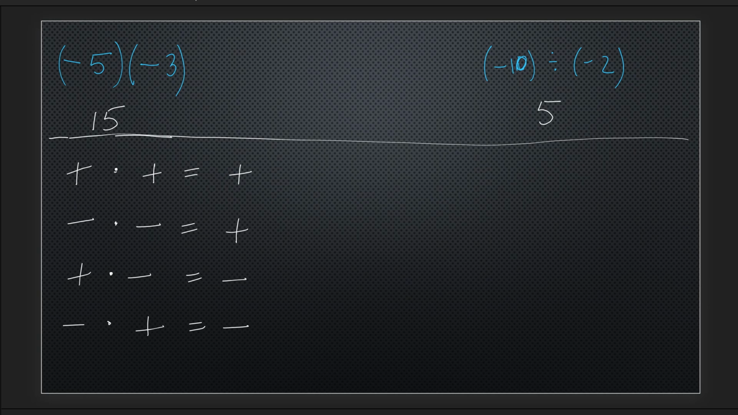So when the signs are the same, a positive always wins. When you have one of each sign, a negative always wins. It's the same thing with division. Positive divided by positive equals a positive. Negative divided by negative equals a positive. Positive divided by negative equals a negative. Negative divided by a positive equals a negative.